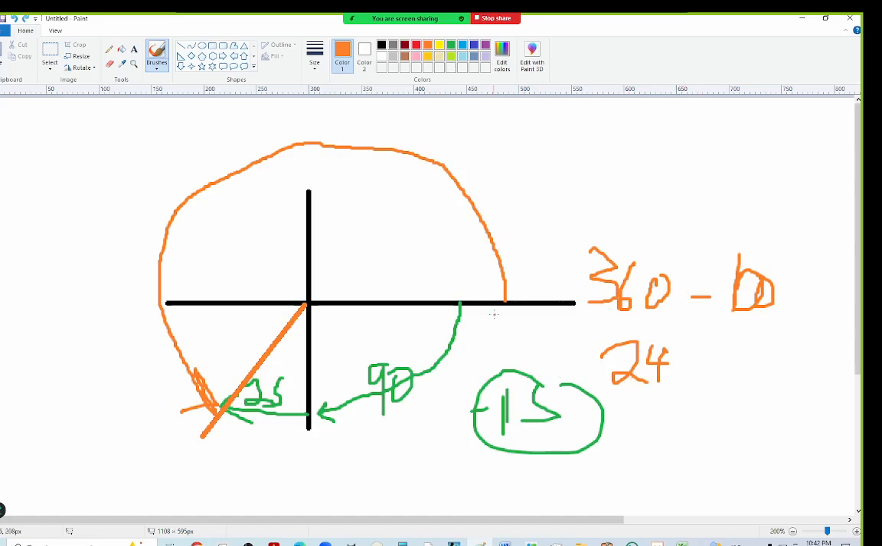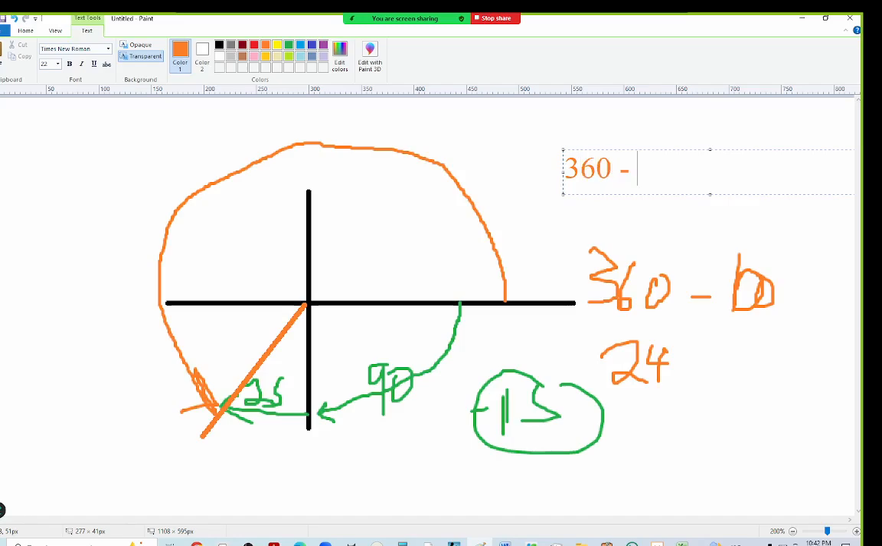Yeah, you could if you're fine with that, but that means you have to visually figure out where 115 is. Personally, I think it's just easier to say, well, minus 115 is the same as 360 minus 115. This is the same as 360 minus 100 minus 15.